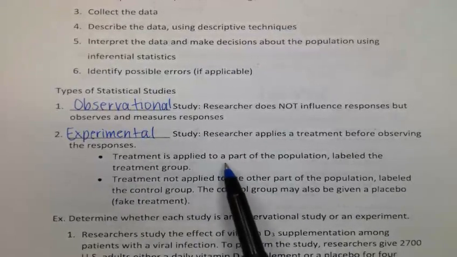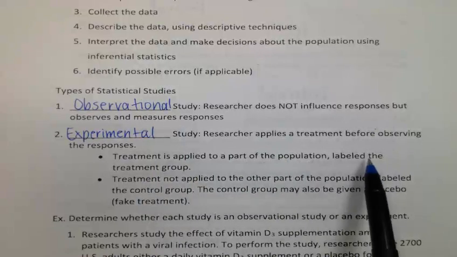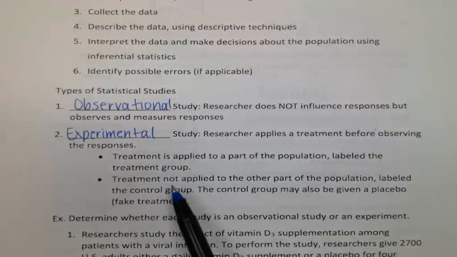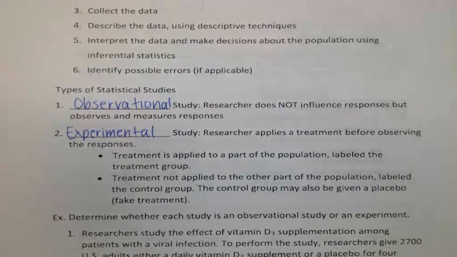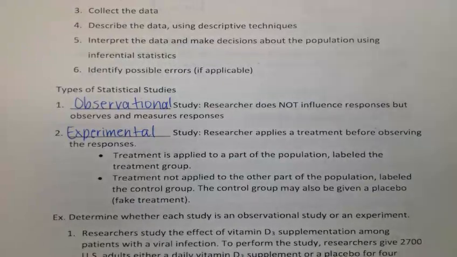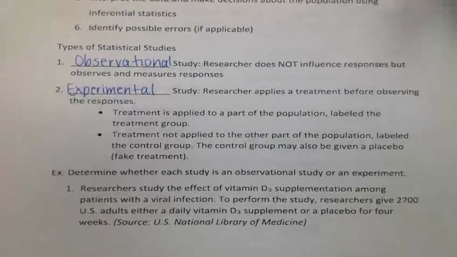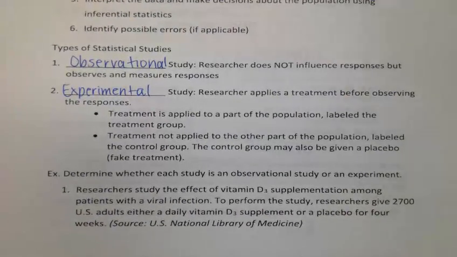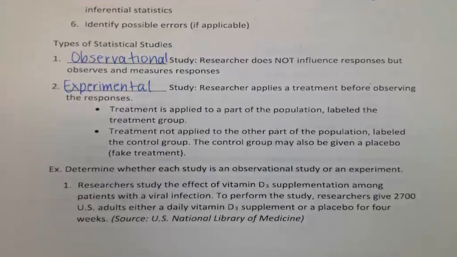For this, treatment is applied to a part of the population, labeled the treatment group. Treatment not applied to the other part of the population is labeled the control group. The control group also may be given a placebo, or a fake treatment. So you're going to have your group or your study. Something's going to be introduced, and then you look to see what the reaction is for some people getting something and some people not. All right, so that's a placebo, the fake treatment.